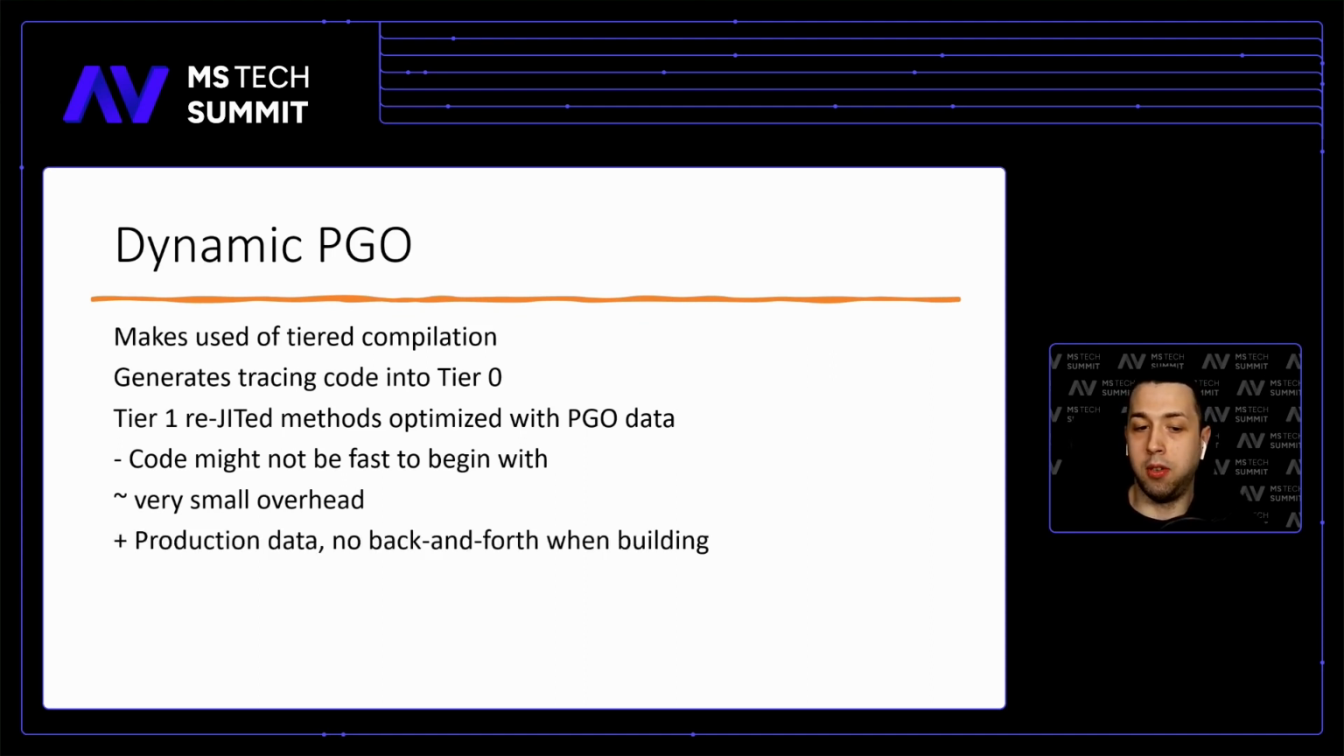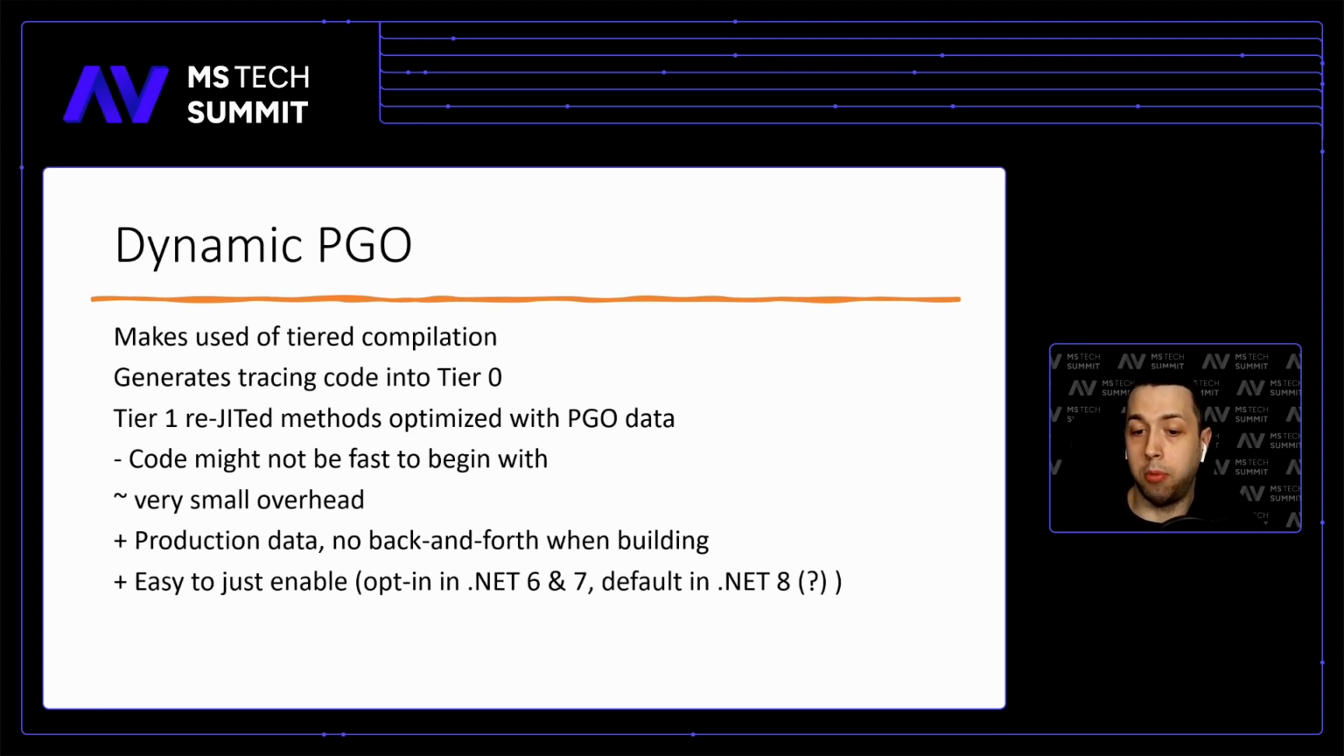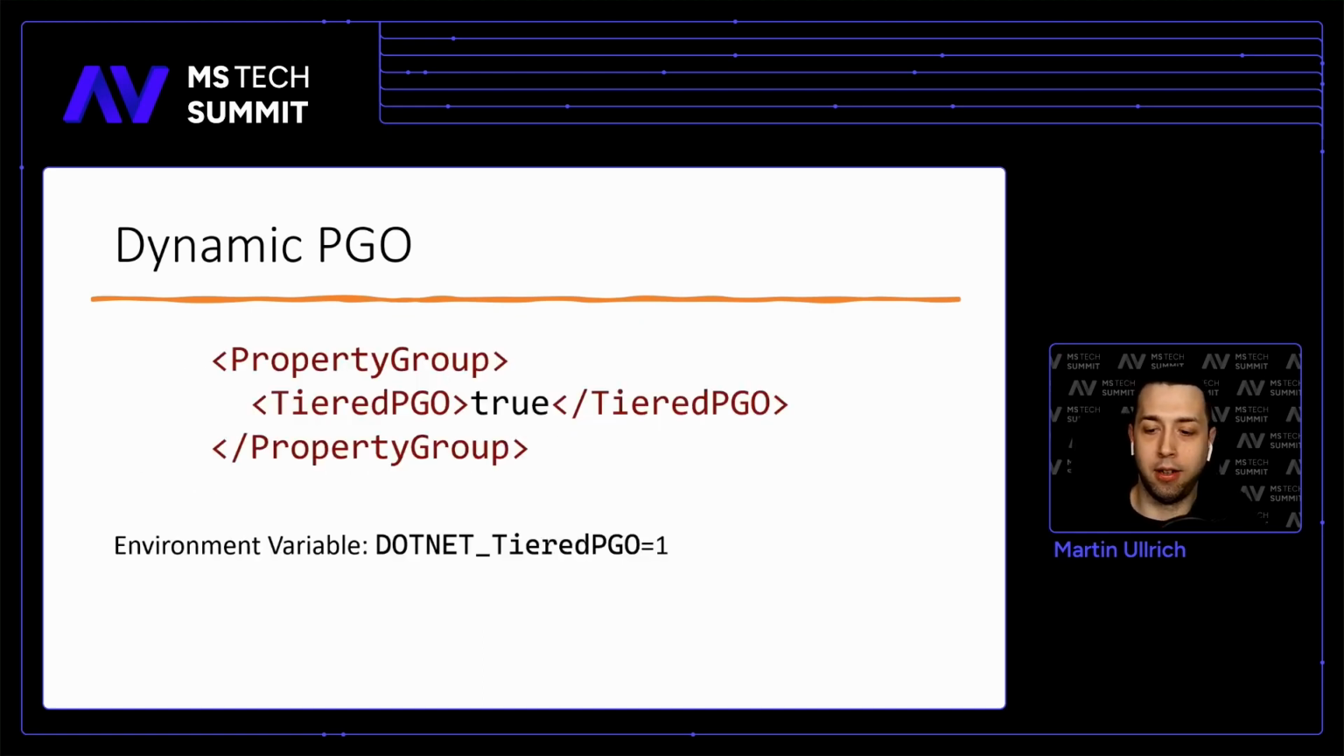And of course, it means you already have production data if you run in production, so you don't have to go back and forth with rebuilding and everything. And it's easy to just enable. So it's opt-in in .NET 6 and 7. It will likely be on by default for some workloads in .NET 8. I guess once we get closer to release candidate, we can have more confident descriptions of that. So the one thing that you can probably do in every application that you're working on right now is enable tiered PGO. Just setting that one property to true will likely yield better results for the throughput of your application.